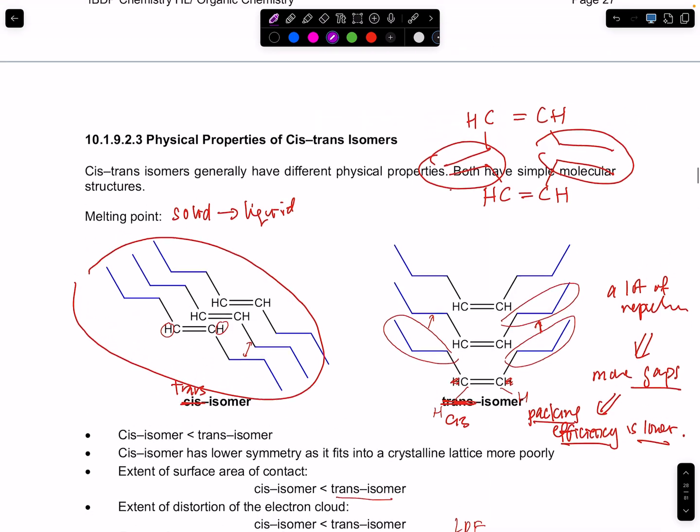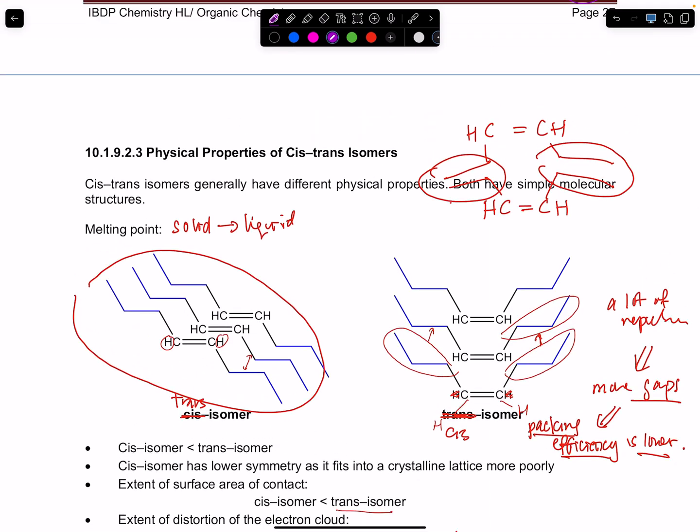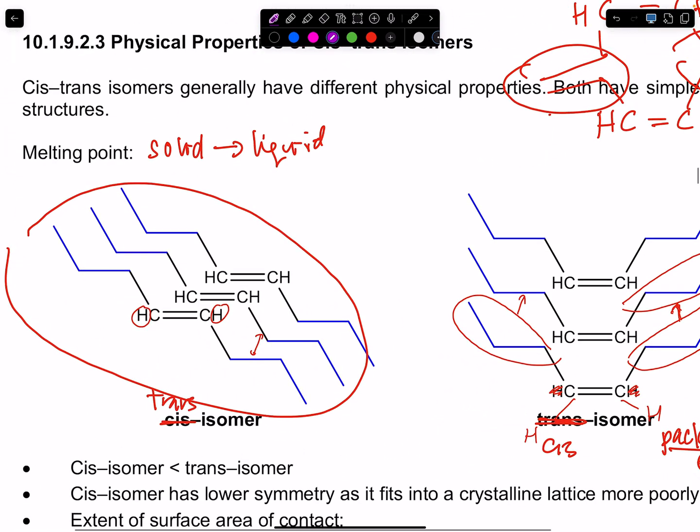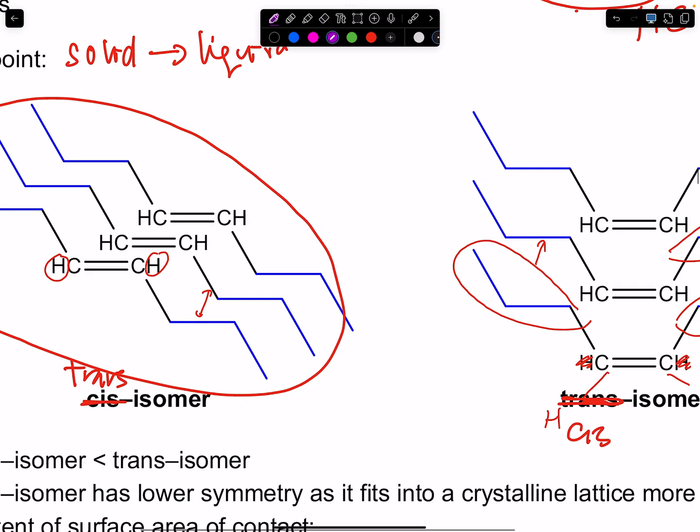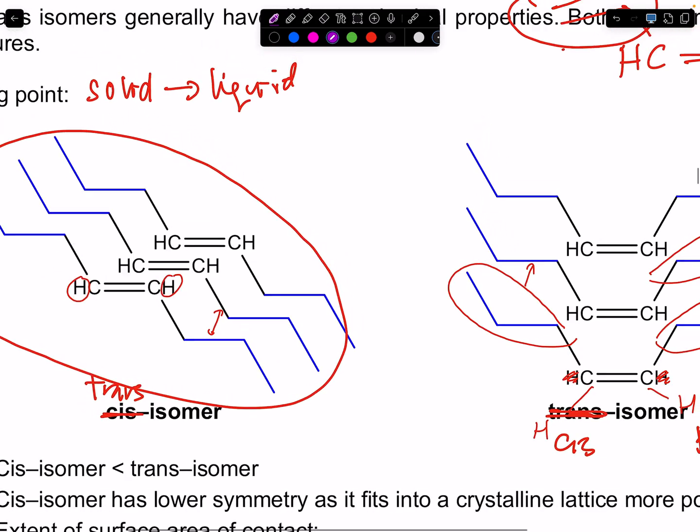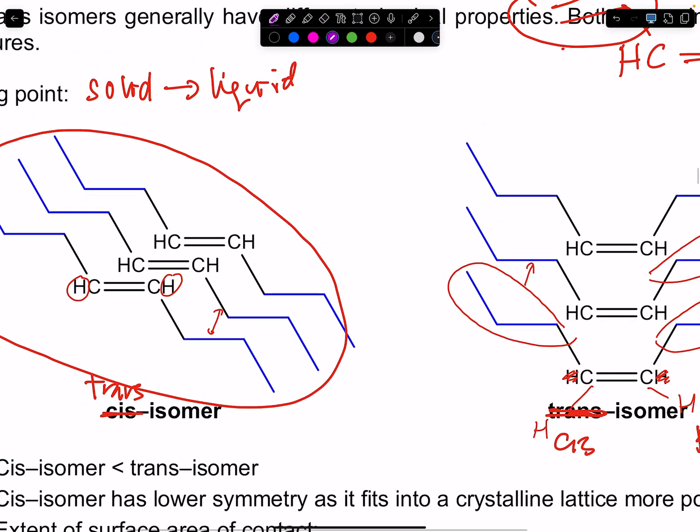Alright, let us move on to physical properties, guys. There is a typo. Can you all please edit the typo in your lecture notes? The molecule on the left is trans, the molecule on the right is cis. Are you able to find the typo? Trans?